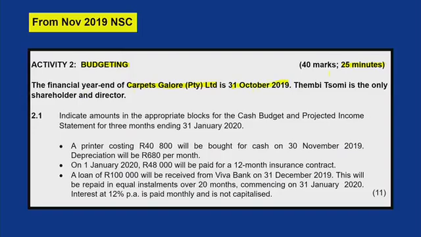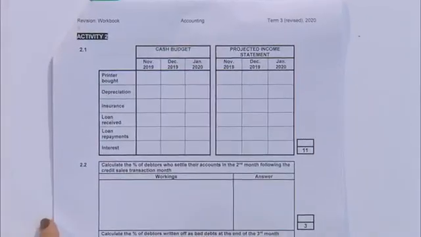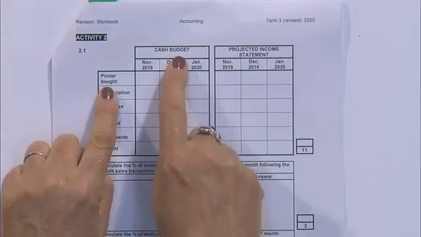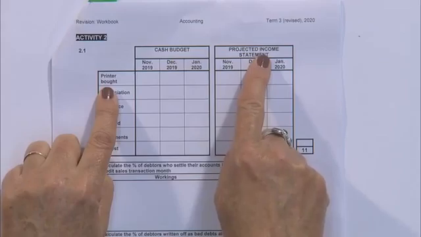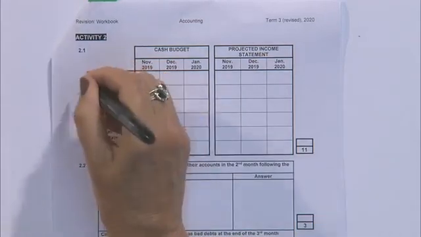And then, if Tembi is the only shareholder, it's obviously a private company, not a public company. We don't do the books of a private company, but it's just information here for budgeting. Okay, here's my info. I'm going to start with the first question, 2.1, where they ask us to indicate in these blocks when we buy a printer, is it cash budget or projected income statement? Now, as you know, let me just get my pen, a printer is an asset.